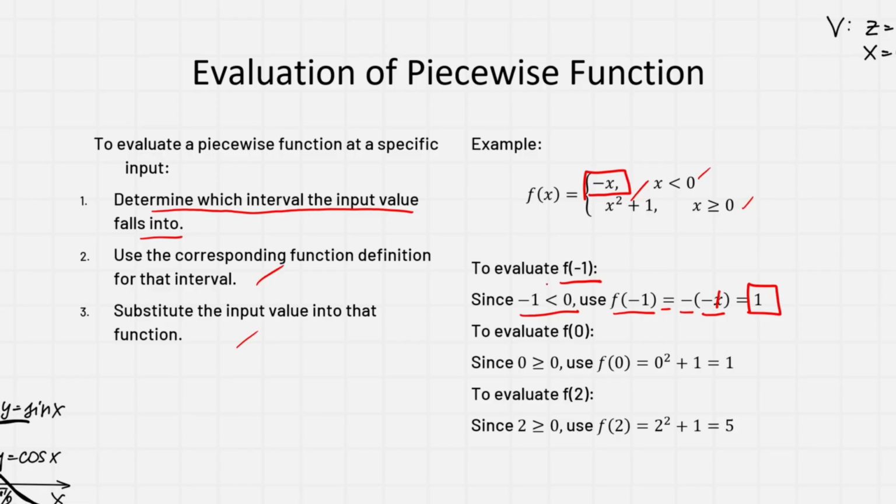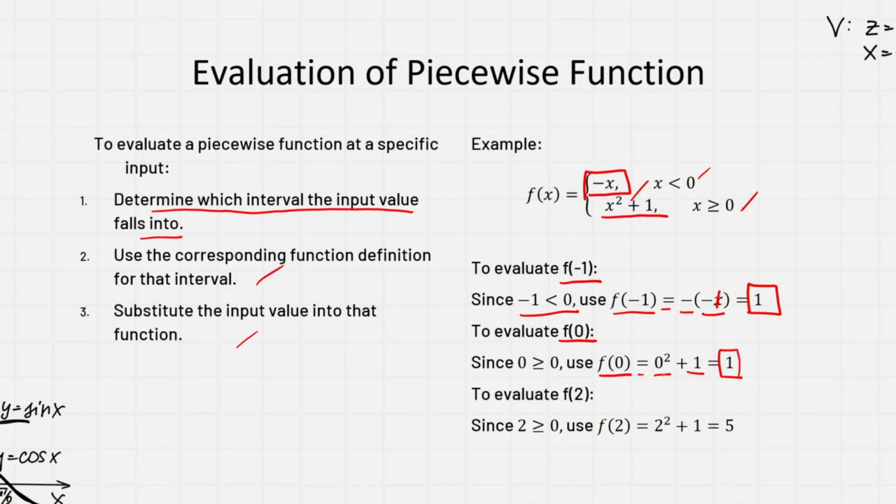Next, if we're going to evaluate f of 0, f of 0 lies in this second condition. Since it is applicable in the second condition, we will use this second sub-function. So to evaluate, we have f of 0 equals 0 squared plus 1, and we have 1.